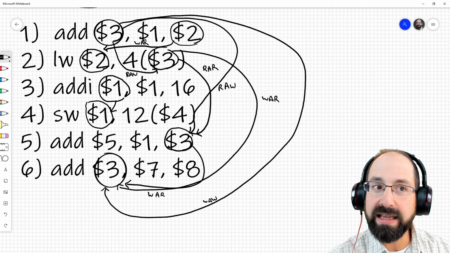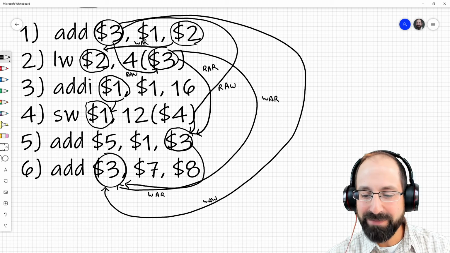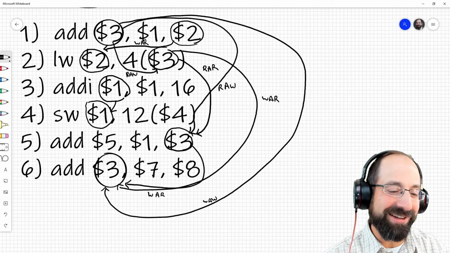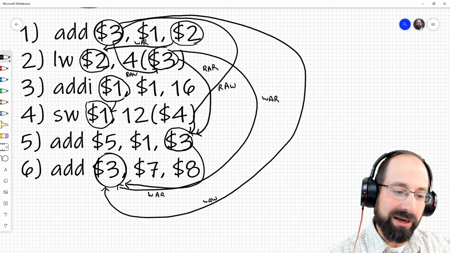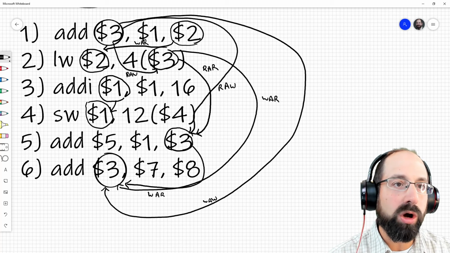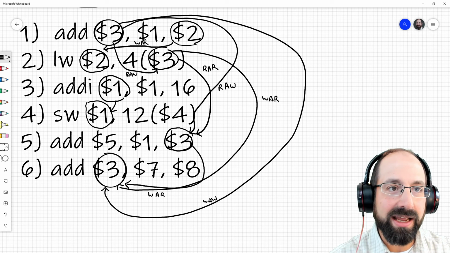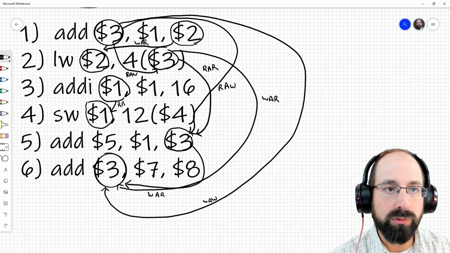Store word in this case, it kind of looks like it's writing to register 1, right? Because that's just what the instruction looks like, but it's not. It's reading from register 1 because it's a store word. It's writing to memory, but in terms of its interface with the data dependency here, the dependency is on register 1. So that is very much, as someone put, a read after write dependency.